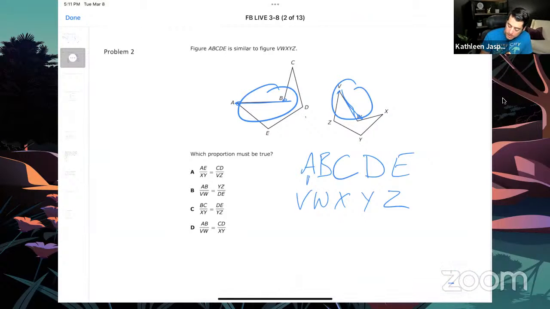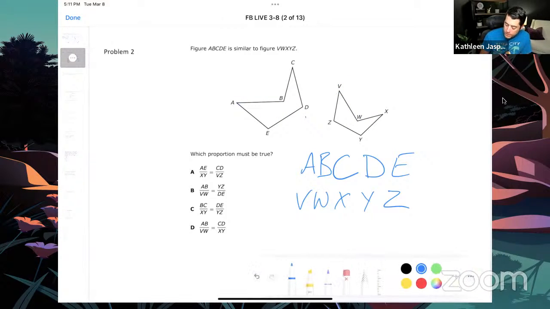A over V, B over W. So that's why I stack these on top of each other, because when they give us the answer choices, I need to figure out which ones of the proportions are true. So this is our proportion: A, B, C, D, E over V, W, X, Y, Z. Those are similar. So now let's just match these up.